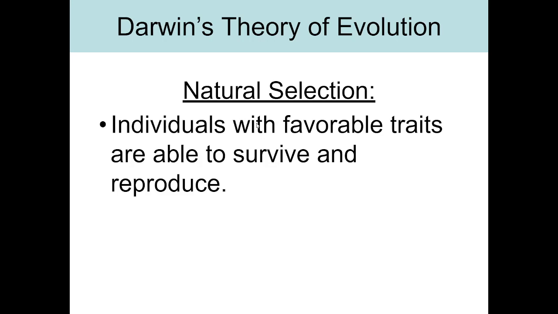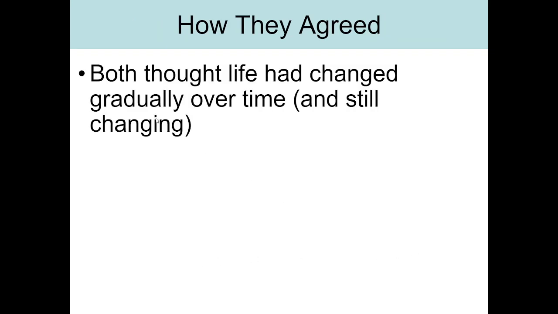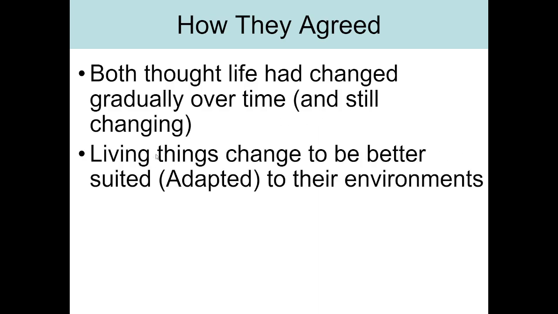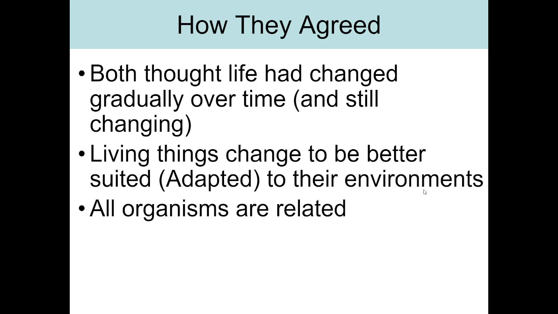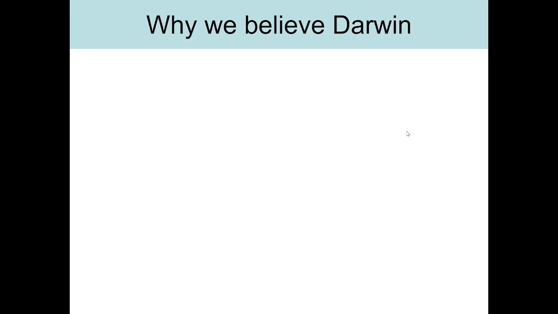Natural selection: individuals with favorable traits are able to survive and reproduce. Nature controls which traits are favorable. How they agreed: both thought life had changed gradually over time. Living things change to be better suited. All organisms are related, and life evolved from fewer, simpler organisms to many more complex ones.